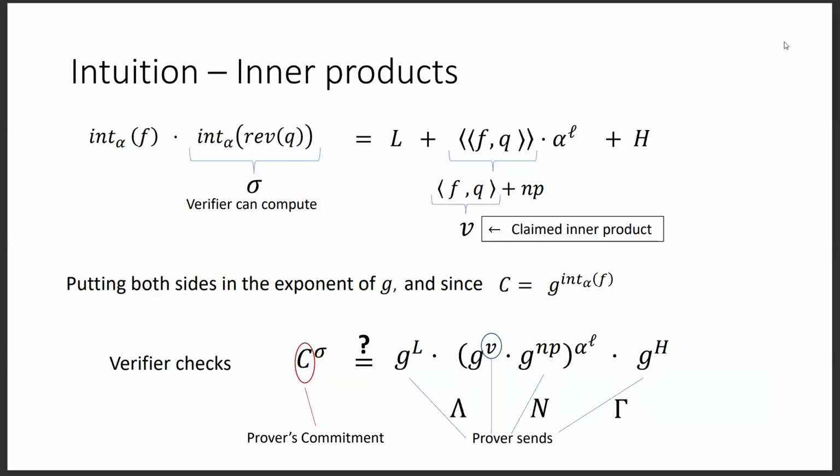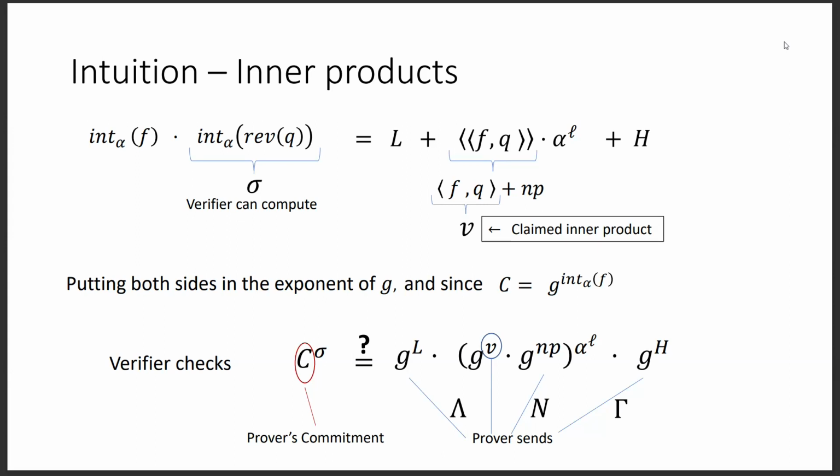And how do we convert this to a protocol? Basically, what I wrote in the last slide is this: int_alpha(F) times int_alpha of the reverse of Q, and this is something that the verifier can compute by themselves. Let's call it sigma. It is equal to a bunch of terms on the left-hand side, a bunch of terms on the right-hand side, and the term in the middle that we're interested in, which is the supposed inner product. You can ignore the plus NP for now. That is just to make sure V is less than P.